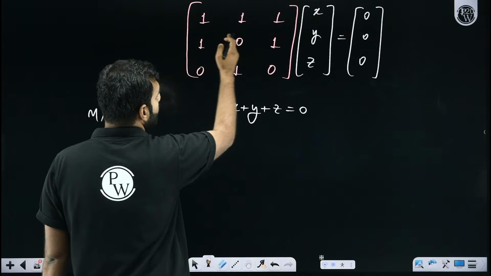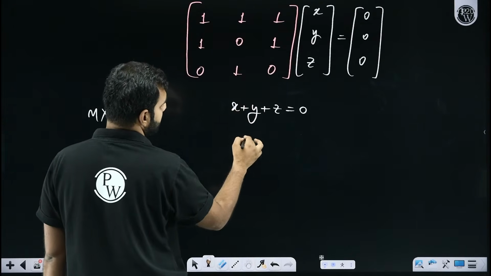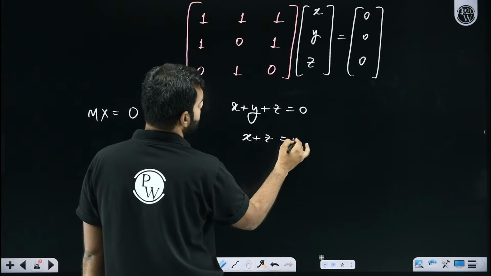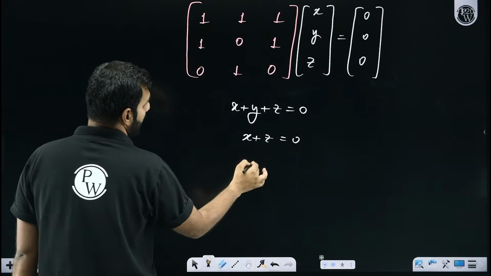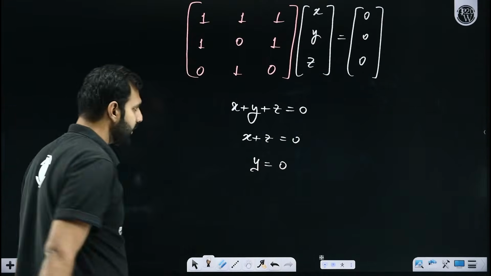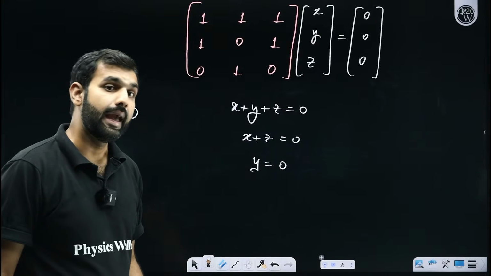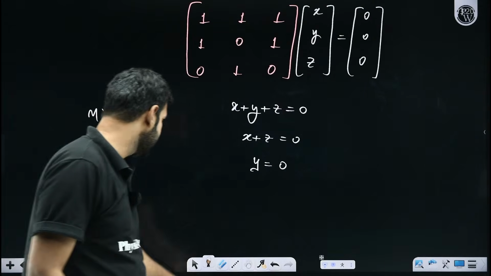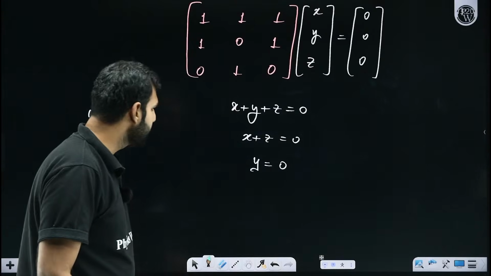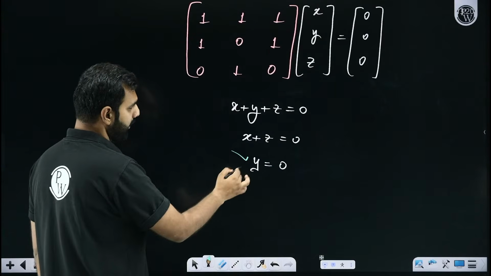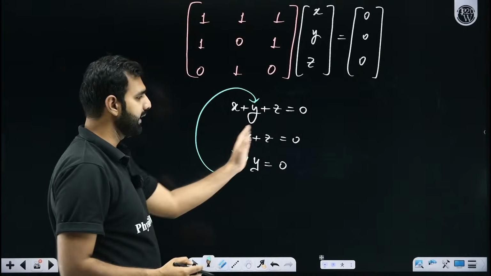The third will be 1, 0, 1, that is x plus z, that should be 0. The third gives you y as 0. I hope no confusion on that. Again, I'm saying that y is 0. If I put y as 0 here, I get x plus z to be 0.